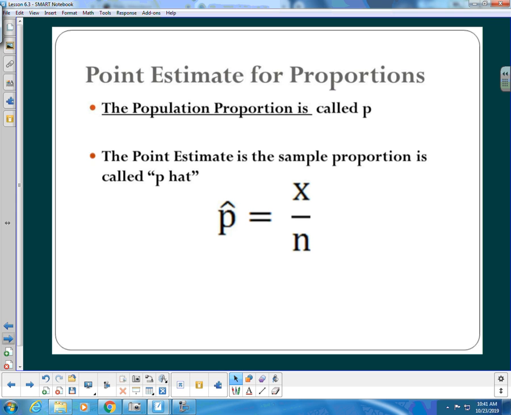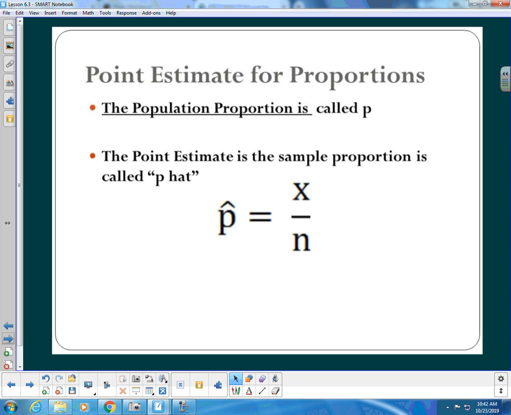So, point estimate for proportions. You're not going to be given a mean, you're going to be given the population proportion. Or you're going to find it. So this little guy with this little hat on is called p-hat. It's kind of weird, but that's how you would say that variable. And it's just x over n.